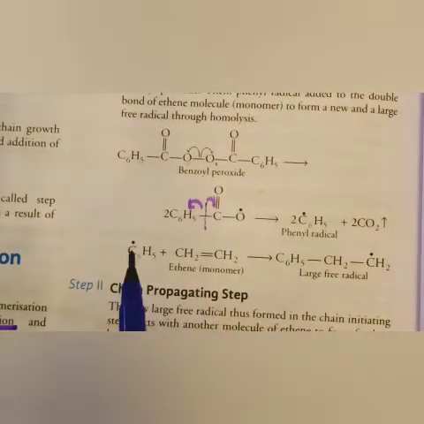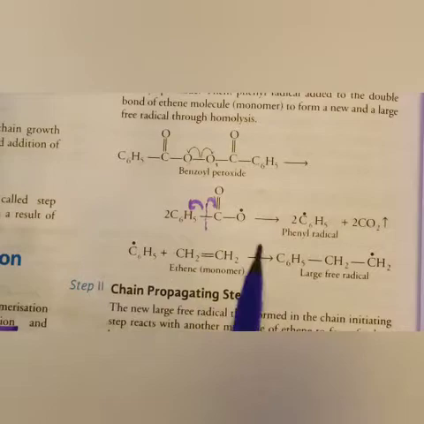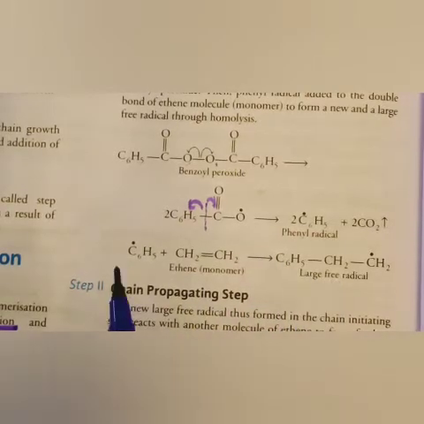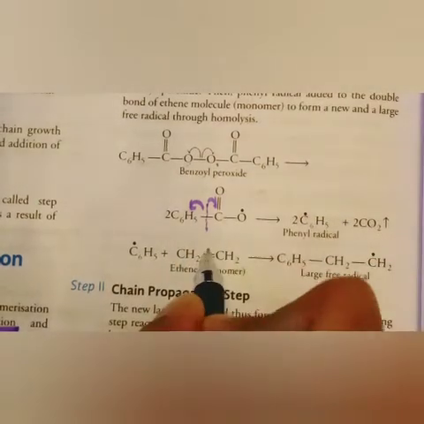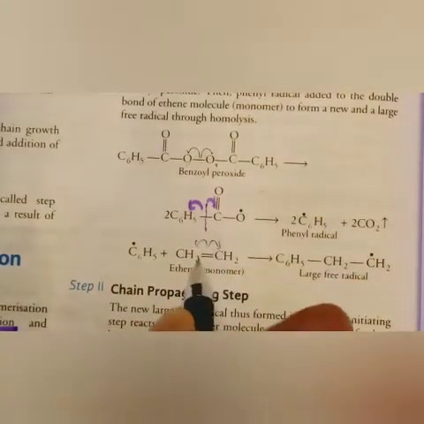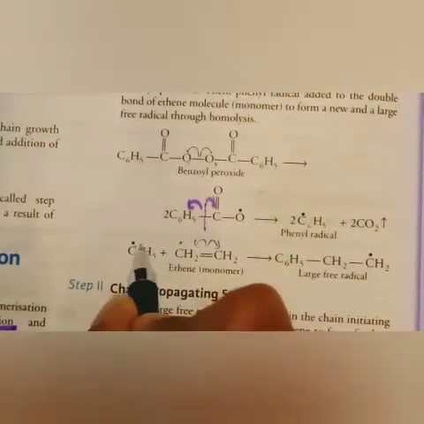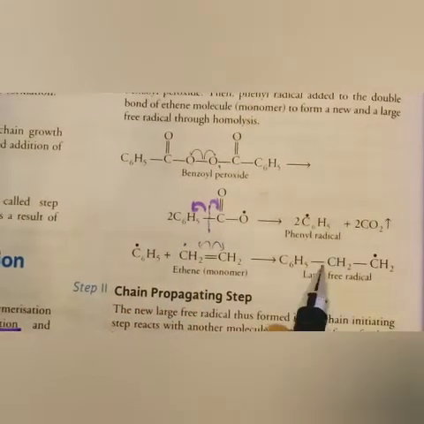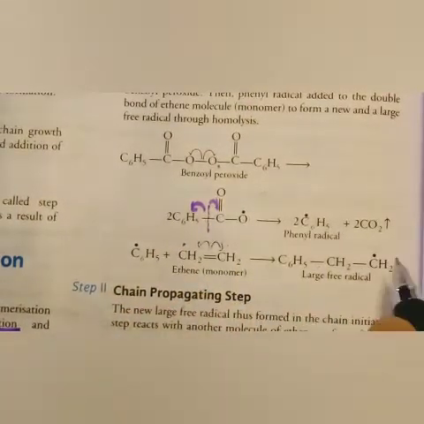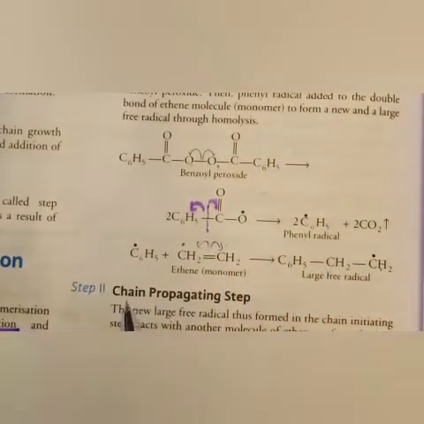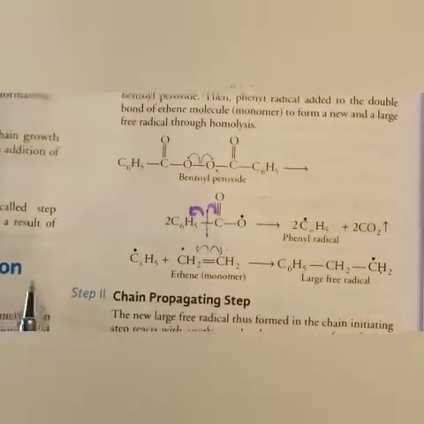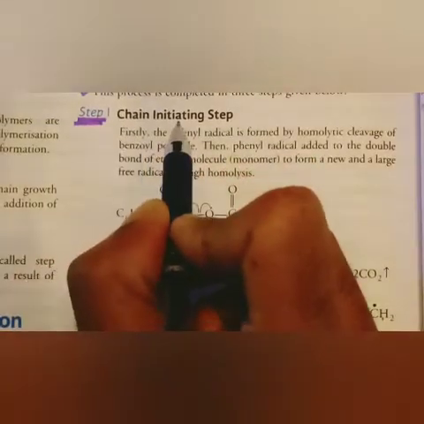This phenyl radical will react with ethene and convert into a larger free radical. You can see C6H5. Now this will move somewhere, and here we will get a free radical. This free radical will form a bond, and one free radical will form on this. In this way the free radical will keep on changing from one molecule to another molecule. That step is called the chain initiation step.